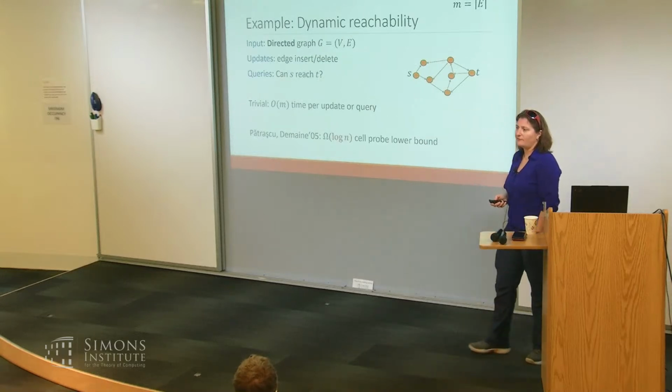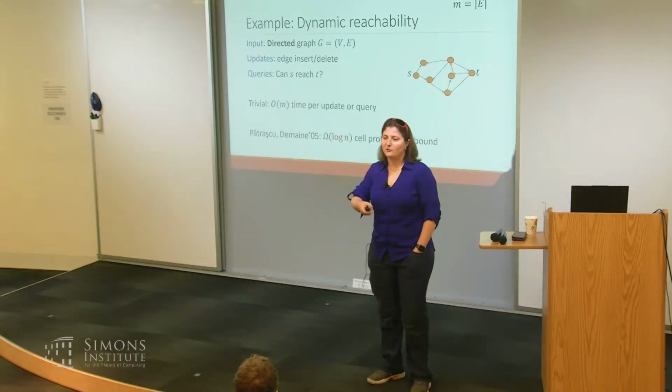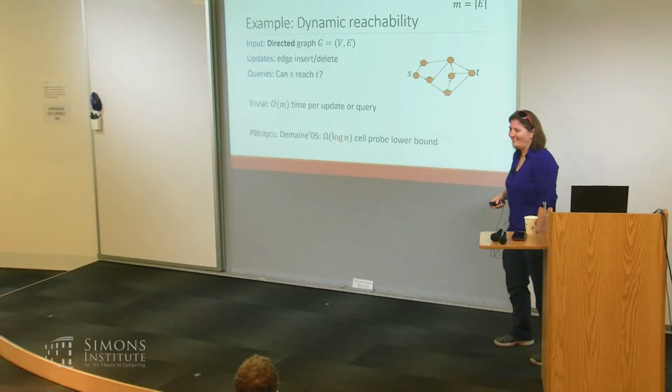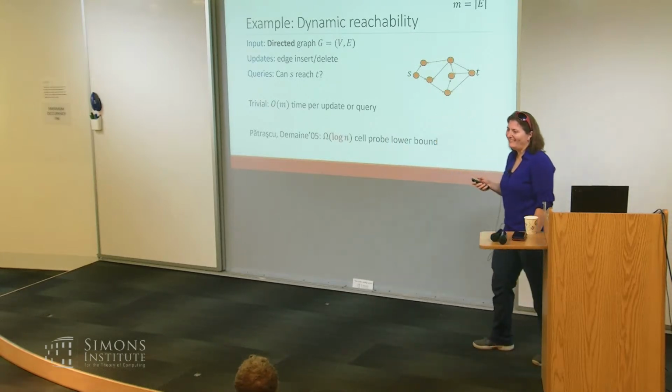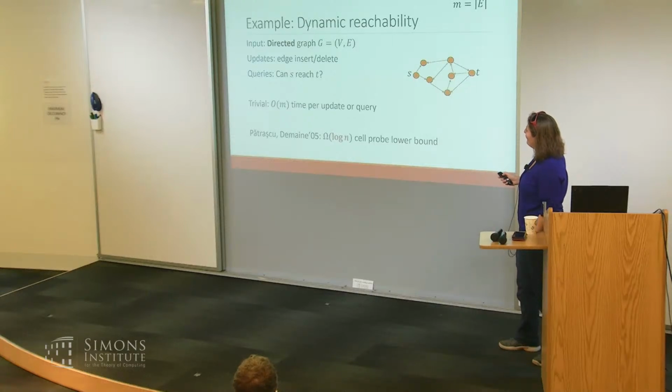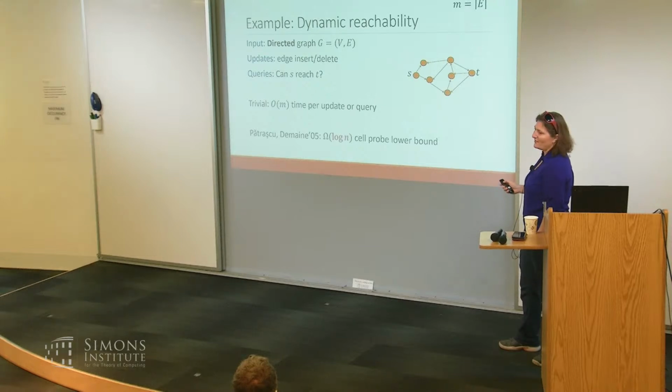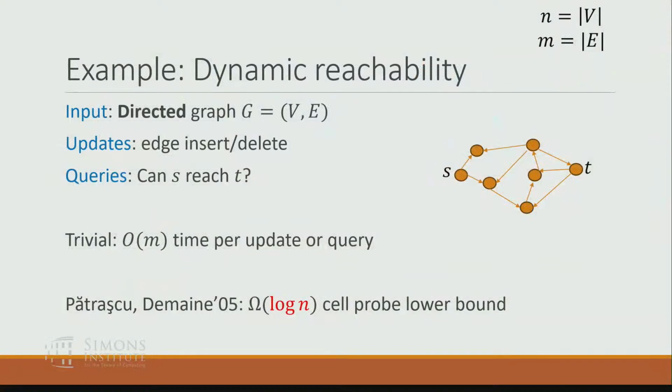Let's look at directed graphs. Amortized, that's the word. Whatever. Let's forget about amortized right now. Okay, so let's look at directed graphs. Right, the same problem, but now your graph is directed. You can insert and delete edges, and we ask, can S reach T? Okay. Again, the trivial update time or query time is easy, right? You can still recompute after each update or each query, and the same lower bound still applies. You still need to do log n time per update.